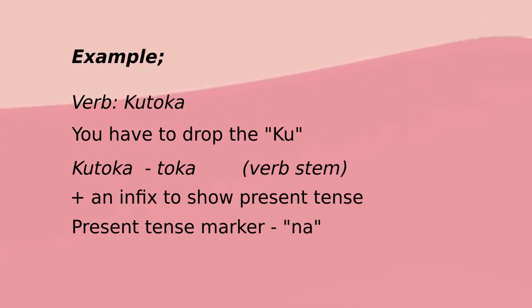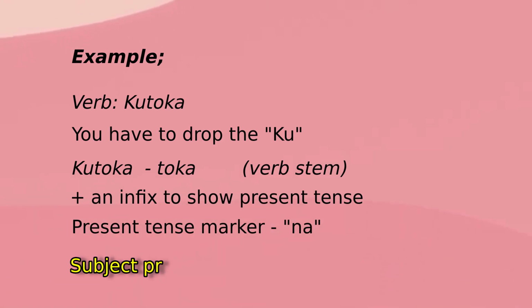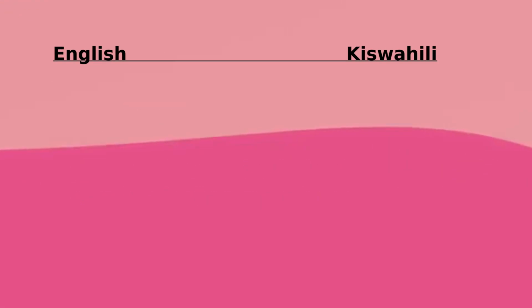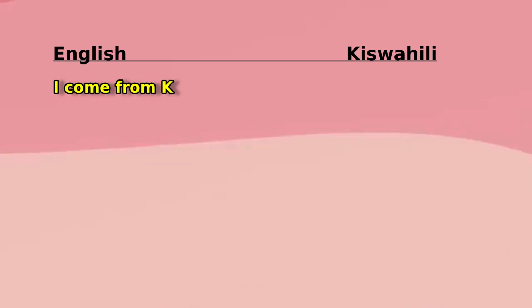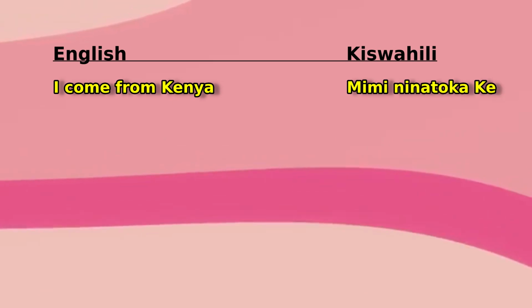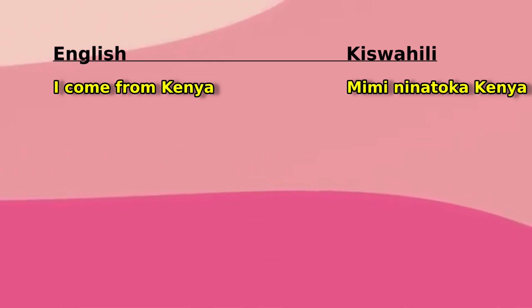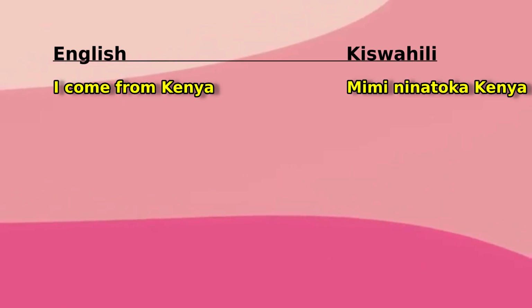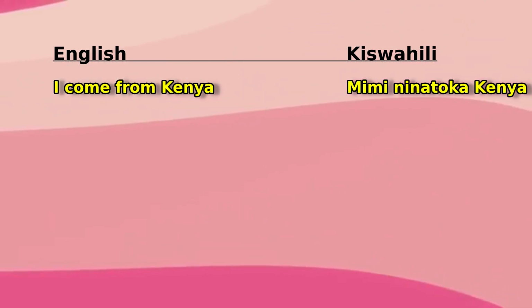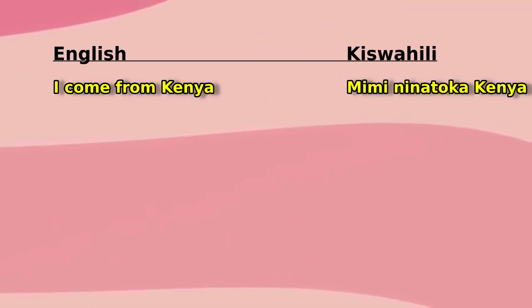Alright. Now having all this is how you form a simple sentence in Swahili. So you need your subject prefix, your tense infix, and the verb stem. Therefore, to say, for example, I come from Kenya, this is how you will say it in Swahili. Mimi ninatoka Kenya. Repeat after me. Mimi ninatoka Kenya. One last time. Mimi ninatoka Kenya. Good job.